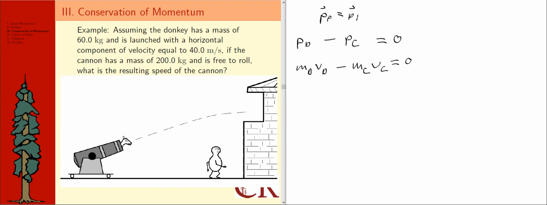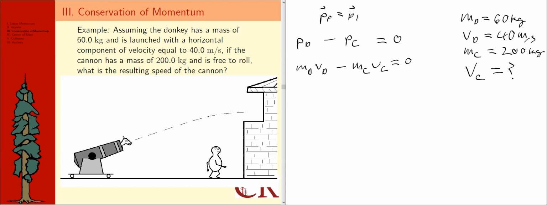and this is the amount of momentum associated with that. And anyway, that gives me a formula, and to check whether I've actually solved something, or if I've got enough physics to do that, I can recognize that the mass of the donkey is in fact given to us as 60 kilograms. The velocity of the donkey is given to us as 40 meters per second, and the mass of the cannon is that relatively large 200 kilograms, and we're being asked for the velocity of the cannon. Well, I've got those four variables here.